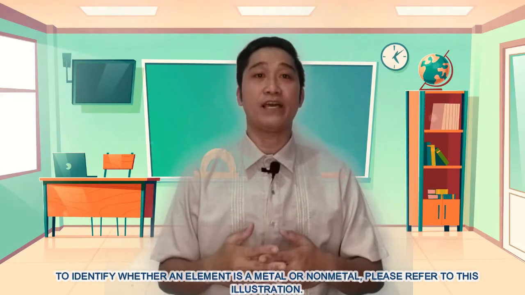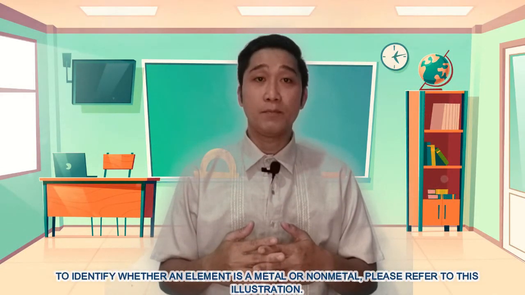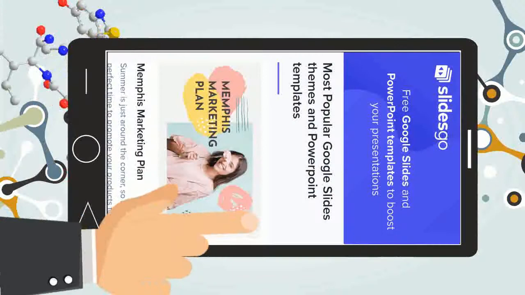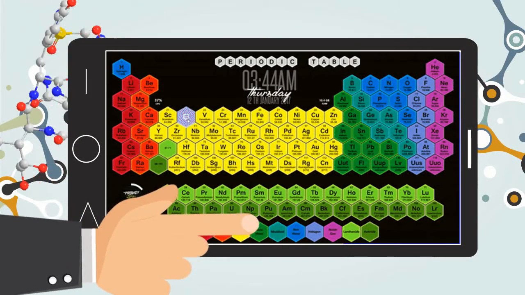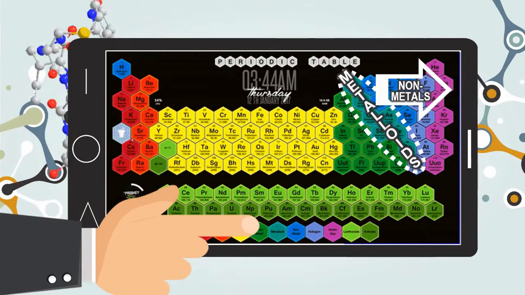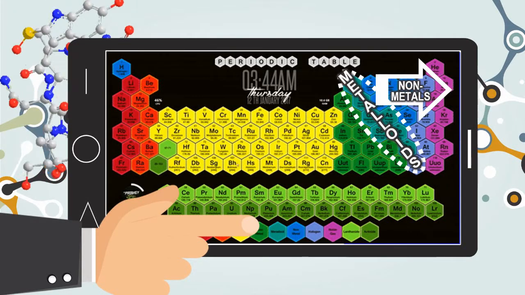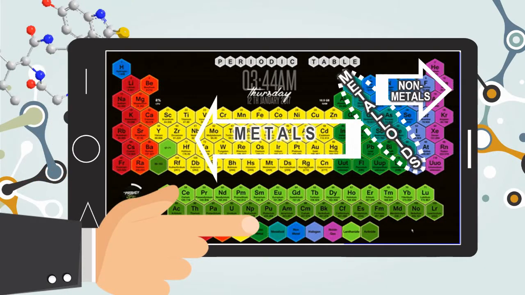To identify whether an element is a metal or non-metal, please refer to this illustration. Look for the staircase of the periodic table of elements. Elements along this area are metalloids. Elements to the right of this staircase are non-metals, while to the left are metals except hydrogen.